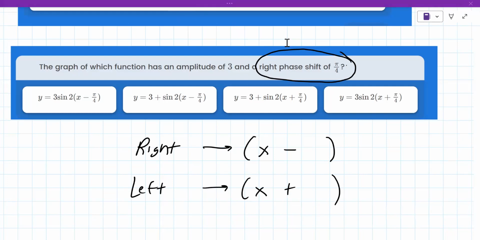Oh, okay. So the ones with the x minus would be the first two. Okay, I agree. So that gets rid of these two. All right. This next thing is an amplitude of 3.